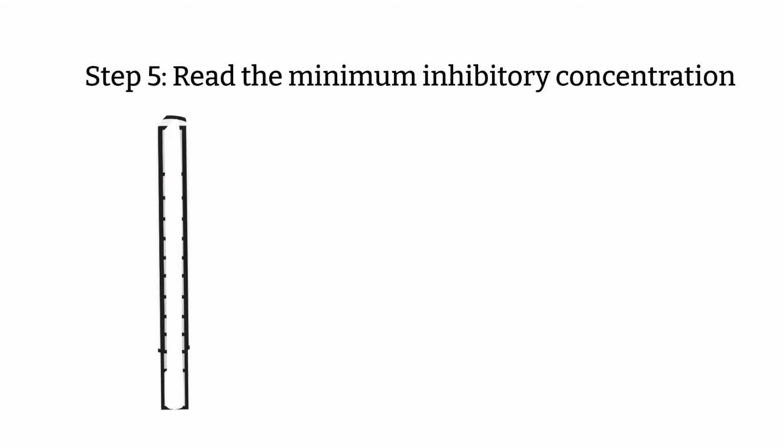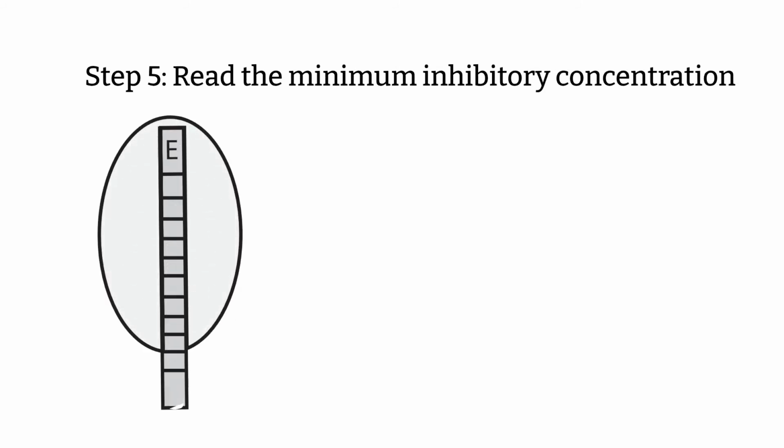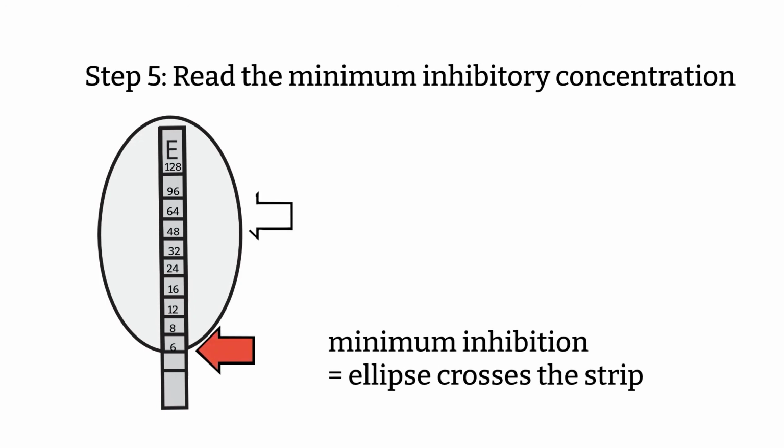Fifth, read the minimum inhibitory concentrations. You will read where the ellipse crosses the strip. The concentration where the ellipse crosses the strip is the minimum inhibitory concentration.